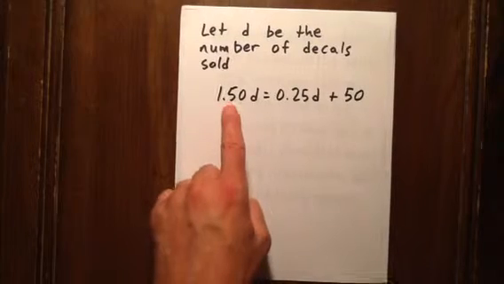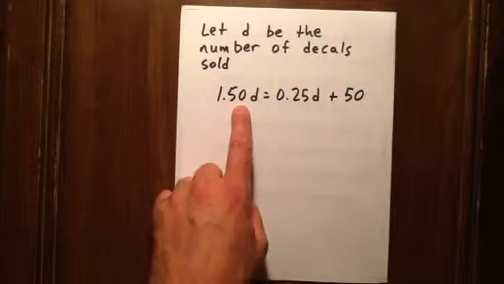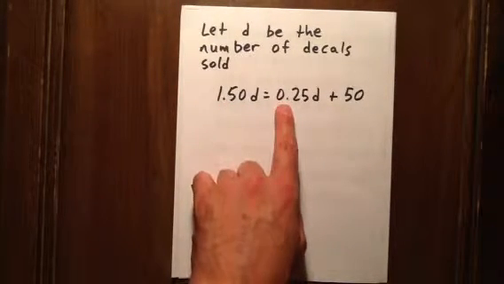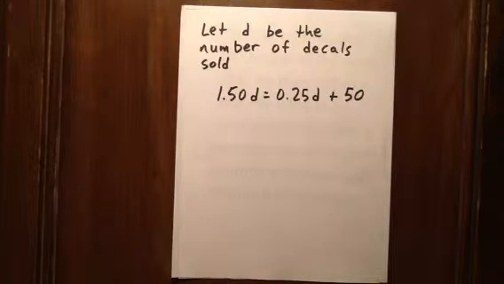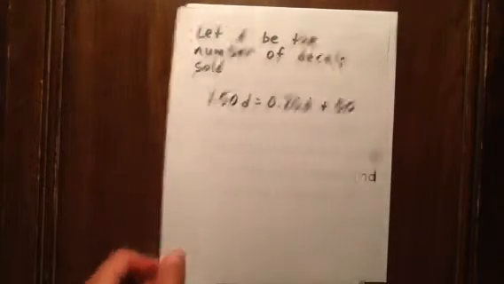And so we simply set them equal to each other. 1.50D is equal to 0.25D plus 50. We have one equation with one unknown.